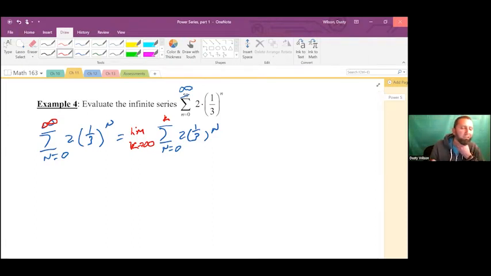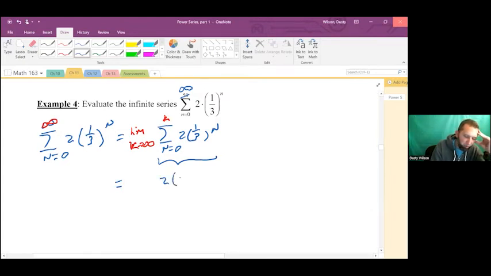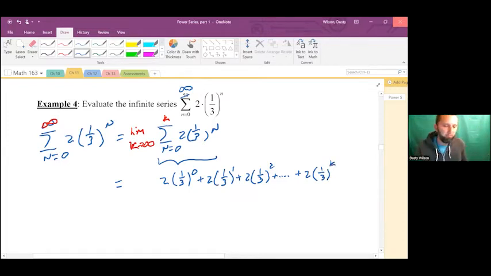Okay, sheesh. Let's see. What does this mean? Now we have a finite sum. So when in doubt, write out your terms and see what happens. So I'm just going to ignore the limit for the moment. I'm going to work for a while separate from the limit, and then we'll come back to that limit in the end. So this would be equal to, let's see, we have 2 times 1/3 to the 0th power plus 2 times 1/3 to the first power plus 2 times 1/3 to the second power, all the way to the last term, which would be 2 times 1/3 to the kth power.